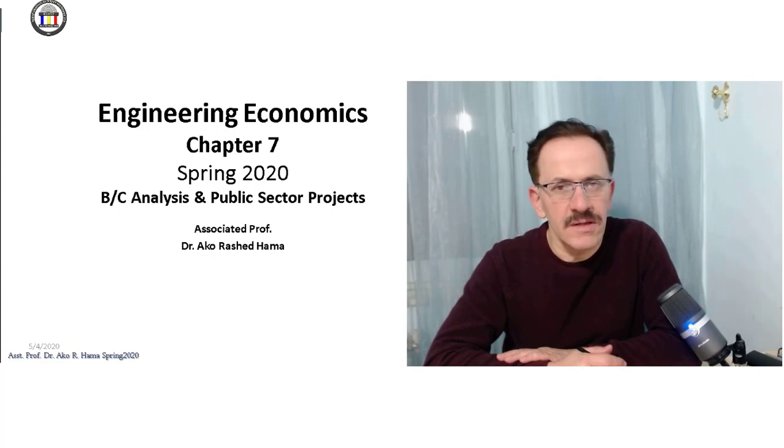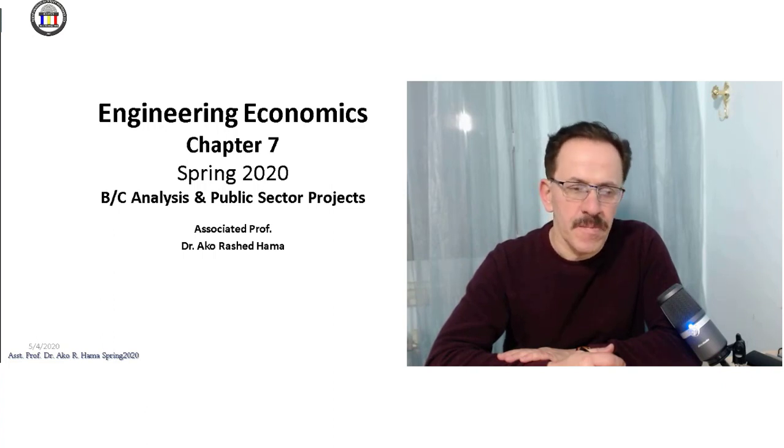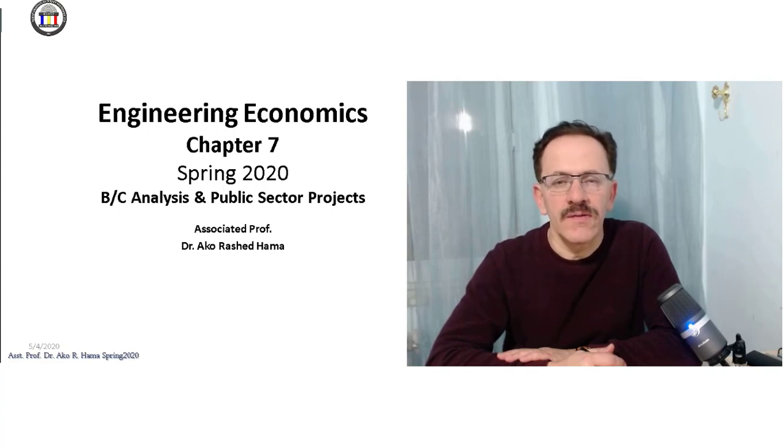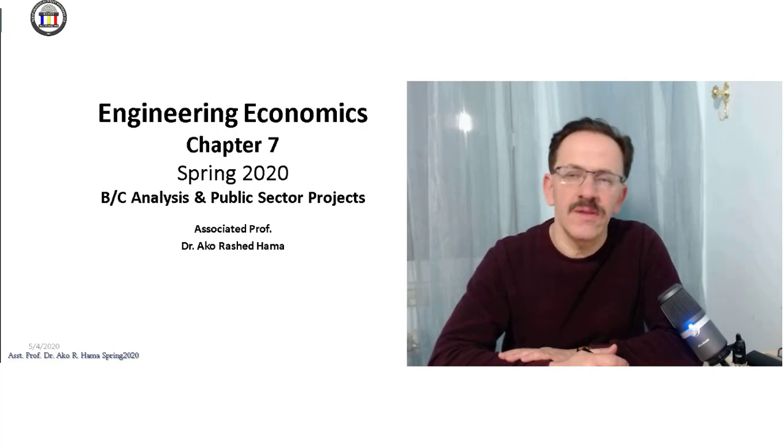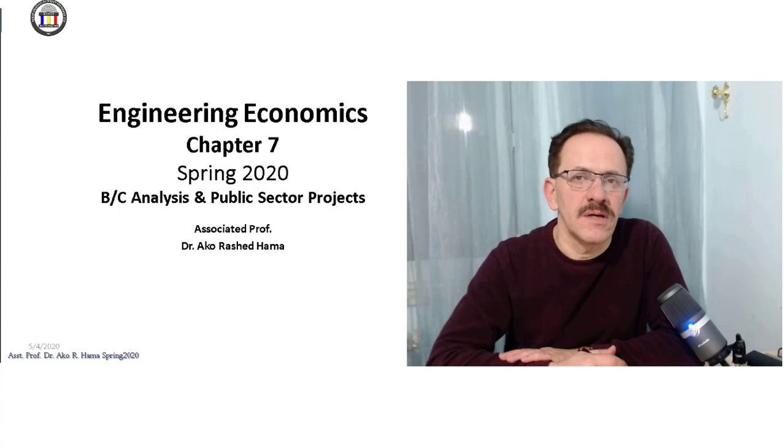Then we have to find their B over C ratio. For each two compared alternatives we have to find the delta B over C ratio. Here we are not going to say that if delta B over C is greater than 1 then it survives. No, we have to say that if delta B over C is greater than 1, then the highest cost will win and the lower cost will be eliminated.